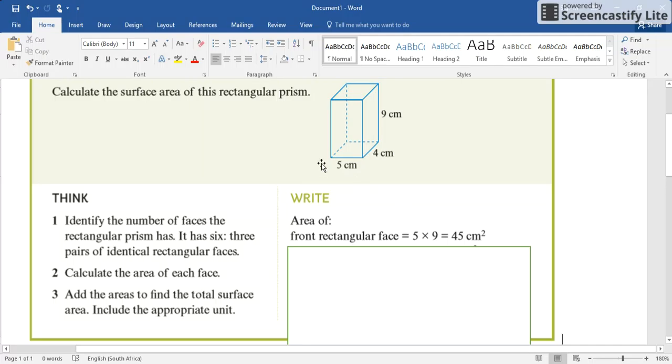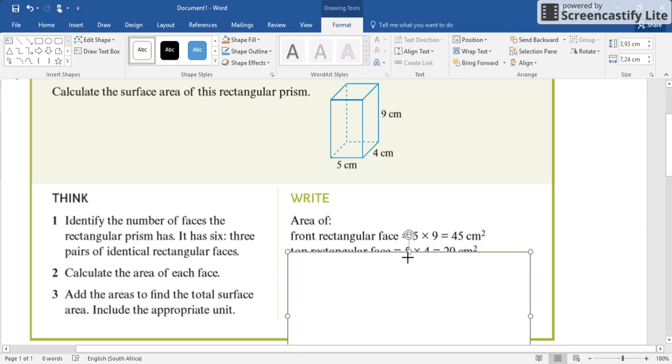Okay, and I would go 5 would be my width, and my height here is 9, so I would go 5 times 9 equals 45 centimeters squared. All right, I want you to put that down. I would probably prefer if you put your equals sign underneath each other, but that's okay. Then underneath, we're going to go to the next one.